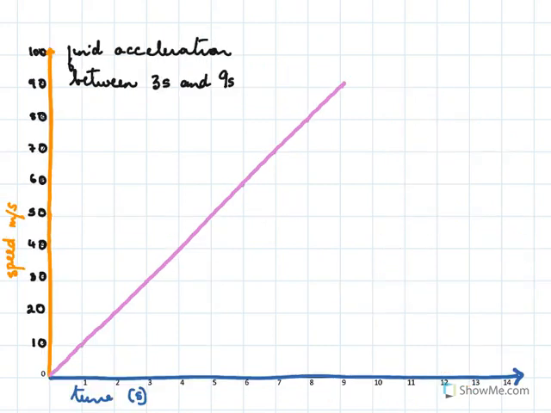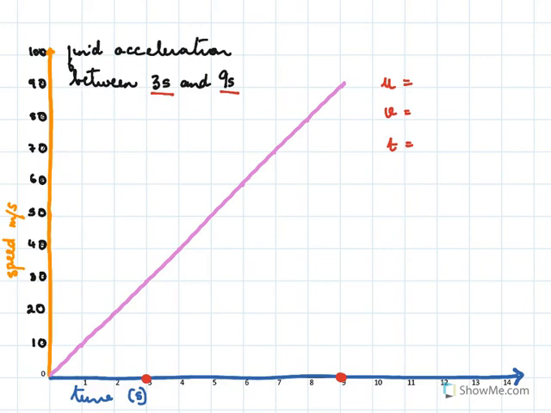Now for the same graph, let's find the acceleration between 3 seconds and 9 seconds. Same procedure, let's mark 3 seconds. Where is 3 seconds? Here. And this is 9 seconds. We need to find the acceleration between these. Again, for acceleration we need 3 things: the initial velocity, the final velocity, and the time taken for this change.